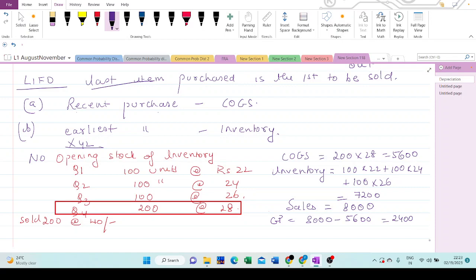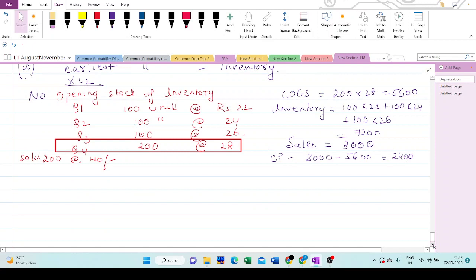So this is how we'll calculate COGS, inventory and sales under the LIFO method. Now let's move to the FIFO method. Now FIFO method basically assumes that the item purchased first is the first to be sold. Please write this down. Item purchased first is the first to be sold.